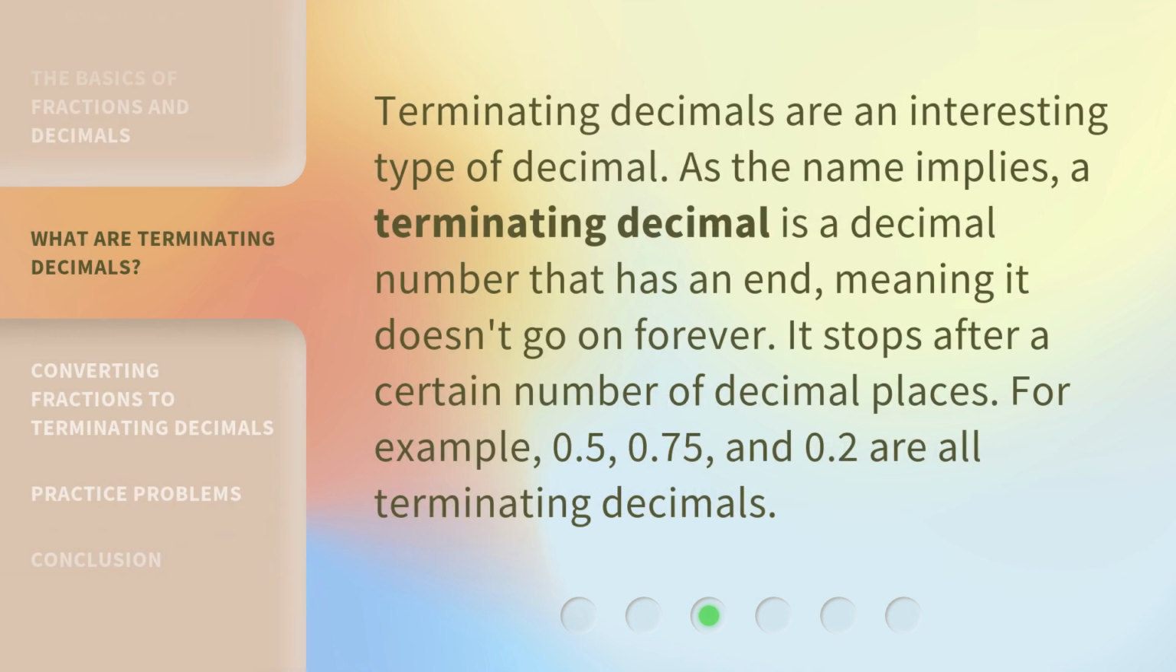Terminating decimals are an interesting type of decimal. As the name implies, a terminating decimal is a decimal number that has an end, meaning it doesn't go on forever. It stops after a certain number of decimal places. For example, 0.5, 0.75, and 0.2 are all terminating decimals.